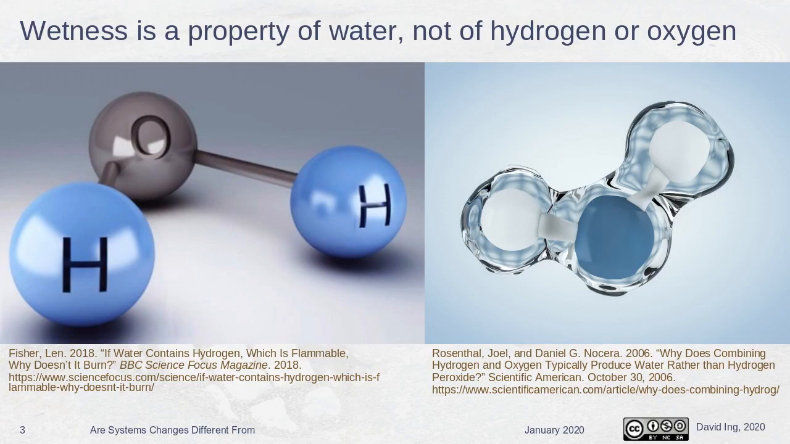And a good demonstration of that is water. There's a property of wetness in water. Wetness is not a property of hydrogen. It's not a property of oxygen. So here is an example of a property that emerges from the interaction of oxygen and hydrogen. When I was searching around, I found this BBC article: if water contains hydrogen, which is flammable, why doesn't it burn? Okay, so now we're into deeply thinking about systems, because water is a different type from hydrogen and oxygen. And there's another article: why does combining hydrogen and oxygen typically produce water rather than hydrogen peroxide? Hydrogen peroxide has similar properties, it has hydrogen and oxygen in it, but it's different.